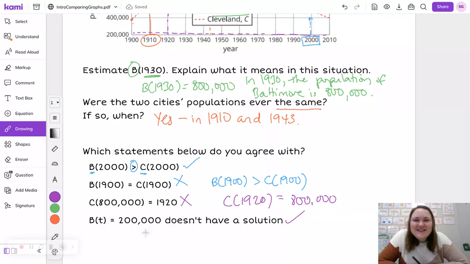We'll be looking at more problems like this in today's lesson, where we're comparing two functions and two graphs.